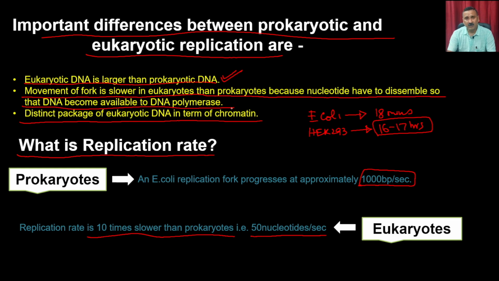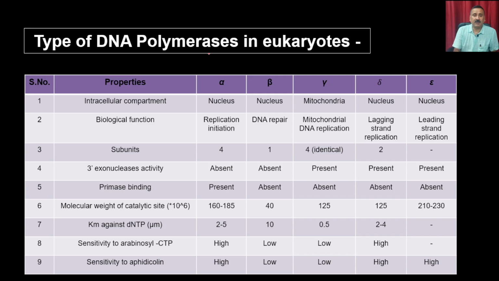Before getting into the details of the different processes of DNA replication in eukaryotes, let us first understand the machinery of DNA replication. There are different types of polymerases, because these are the important components of replication. You have 5 different types of DNA polymerases: alpha, beta, gamma, delta and epsilon. Regarding localization, most of the DNA polymerases are present in the nucleus, except DNA pol gamma, which is present in the mitochondria.